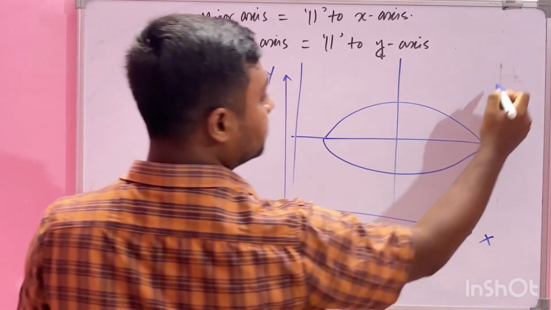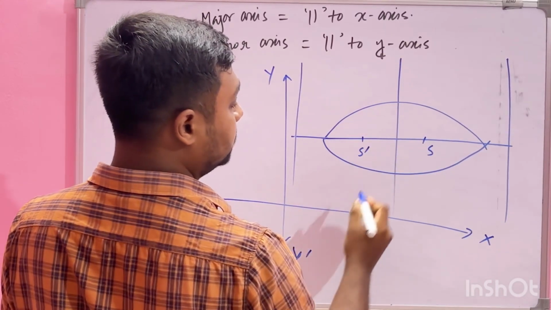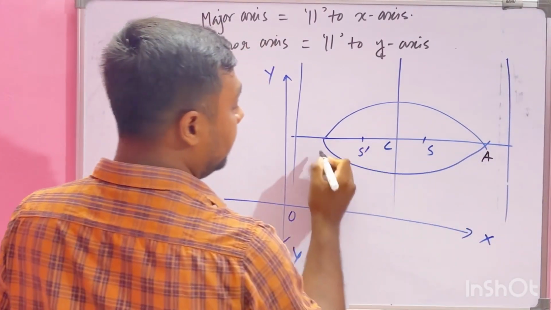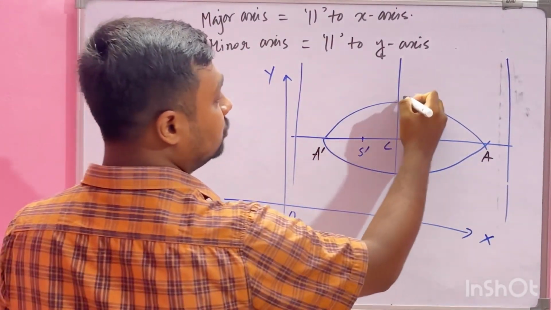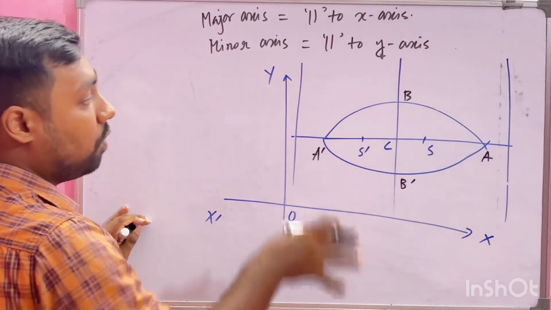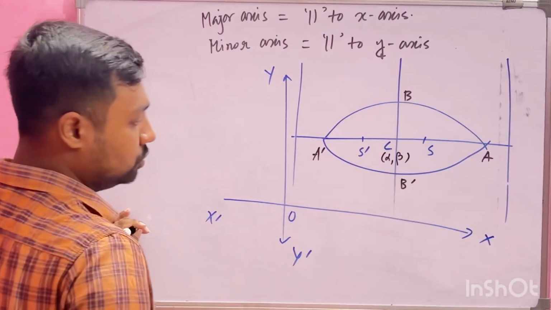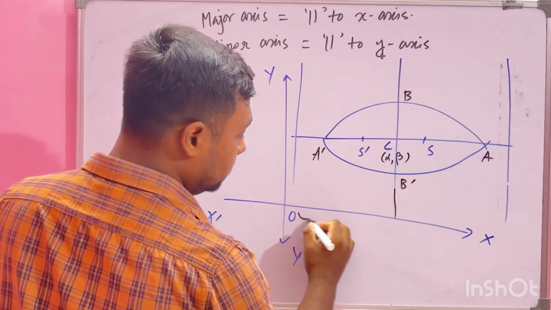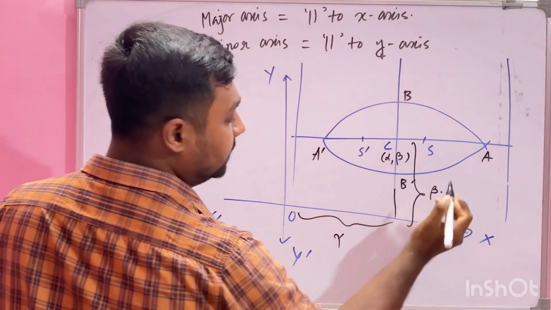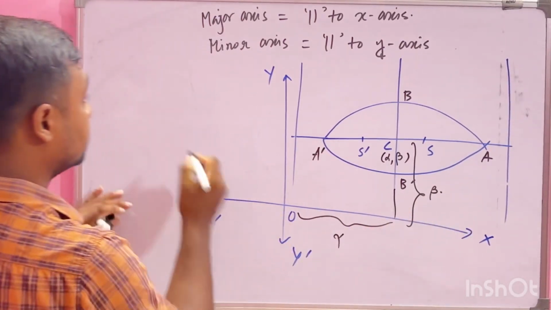This is the directrix, this is the directrix, S and S dash are the foci, C is the center, and this is the origin. Here A and A dash are these two, B and B dash are these two. Now for this ellipse, suppose the center is alpha comma beta. So that means this distance is alpha and this distance is beta. Then what will be the coordinate of A, the vertex?